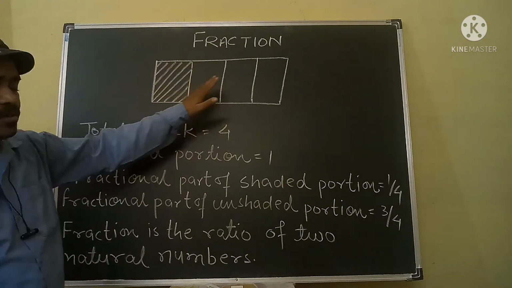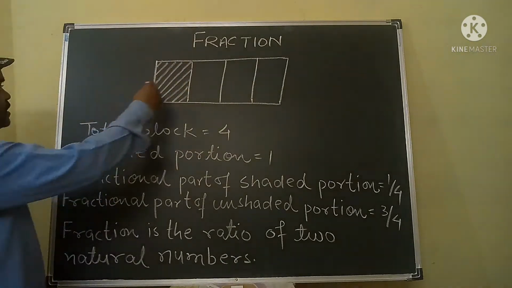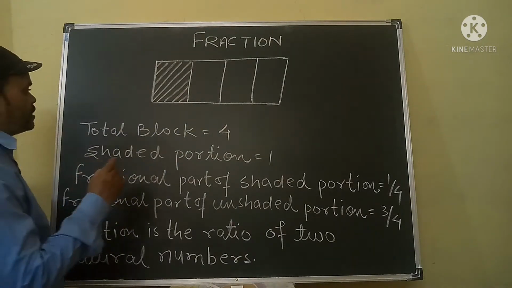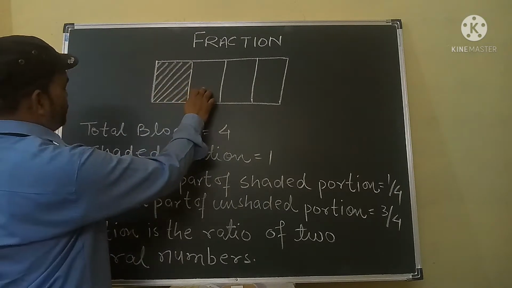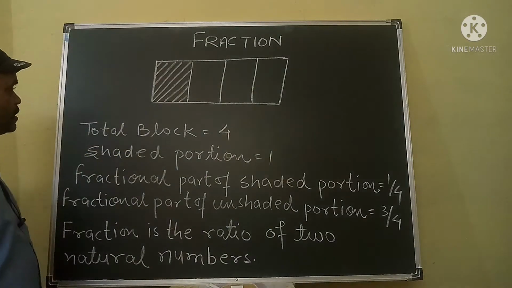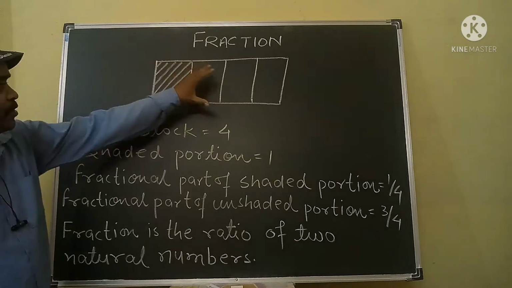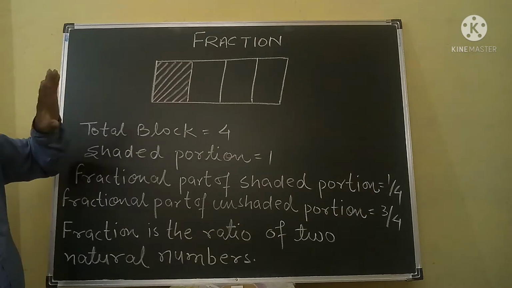This rectangular block is divided into four equal parts. As you are looking, this is the first part, second part, third part and fourth part. Okay? And in these four blocks, only one block is shaded.